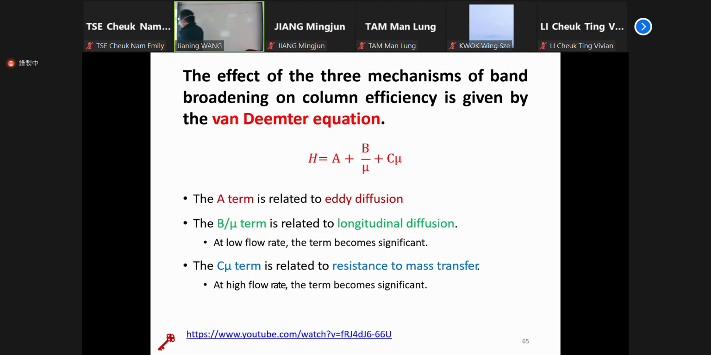So we will find that this part and this part have some counter effect. So we cannot simply say higher or lower velocity is the best. So they should have some balance point.